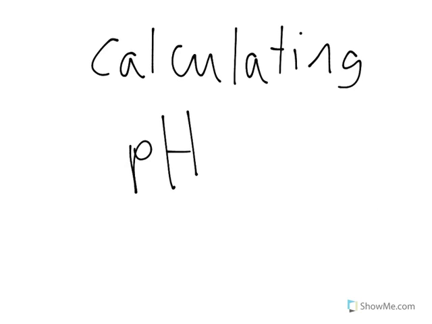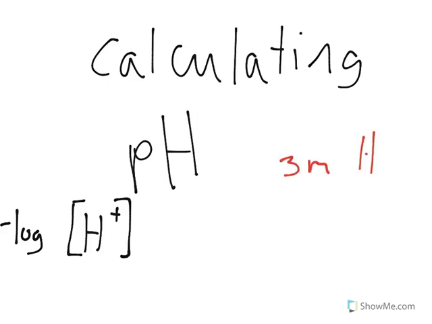To calculate the pH, there are a few different things. First off, if we have the H plus concentration, all we're going to do to calculate the pH is the negative log of the H plus concentration. So let's say we have 3 molar HCl and we want to calculate the pH. We would just do this. We'd hit negative on our calculator, log, negative log, and then 3. And that would give us a pretty small pH. It would be right around 0. So that would be a really small pH.